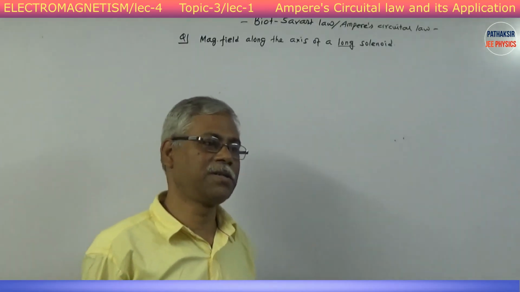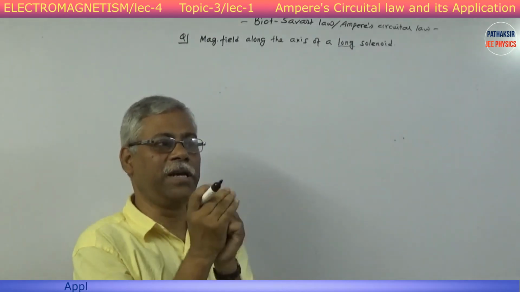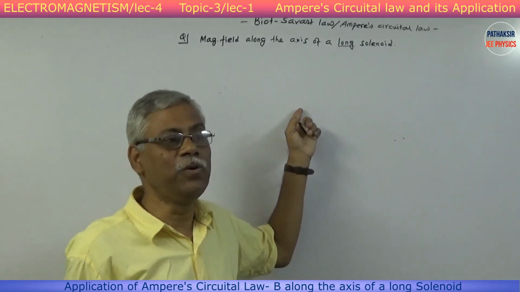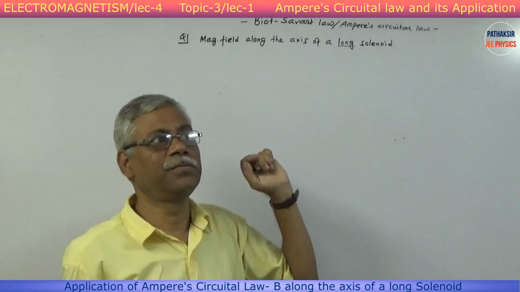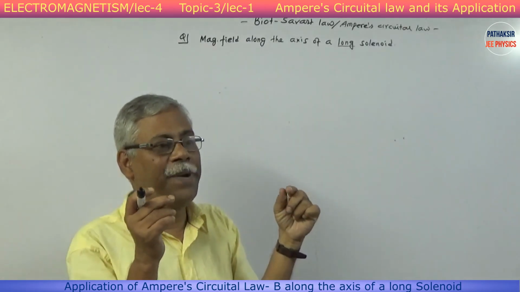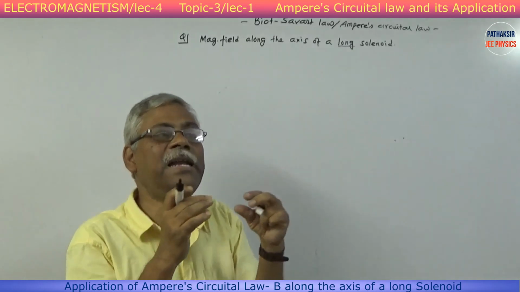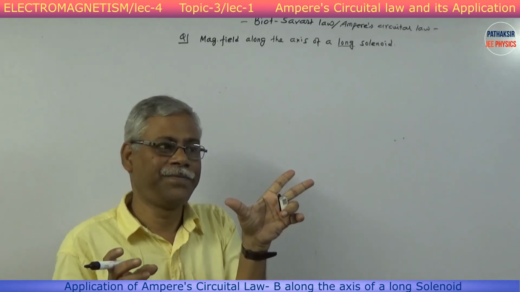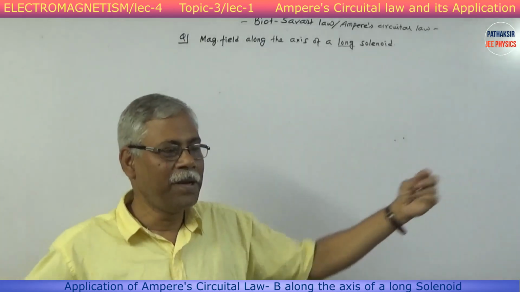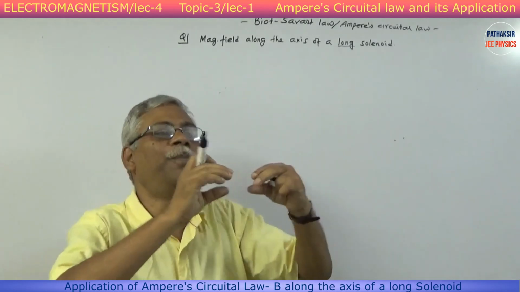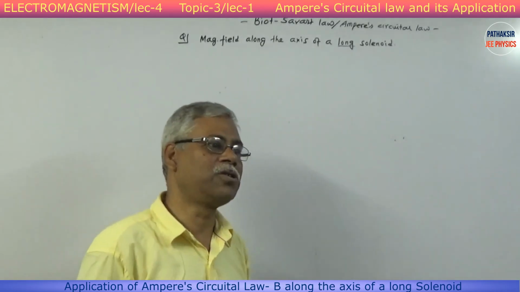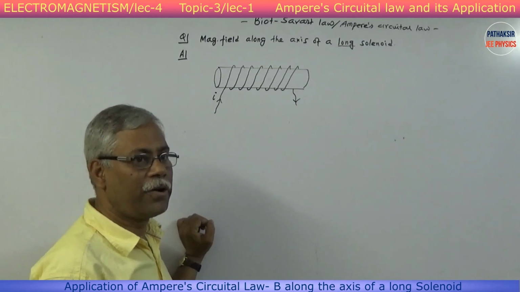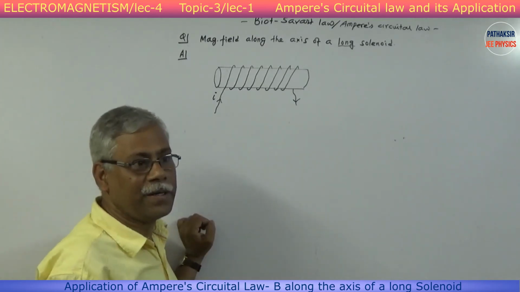Long solenoid obviously stands for infinitely long, but we can use the result that we get now for a solenoid having a cross section negligibly small when compared to the length. So you have a solenoid, obviously not infinitely long, but cross section is sufficiently small compared to the length. In that case also we will be able to use this result. A long solenoid carrying current I.